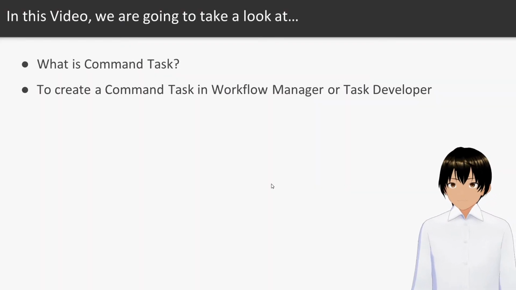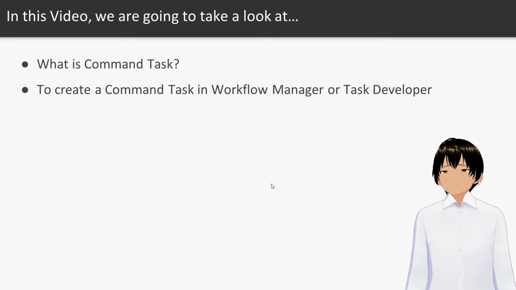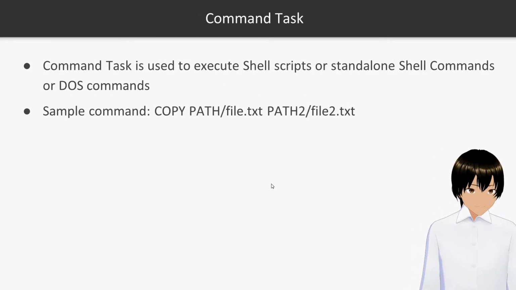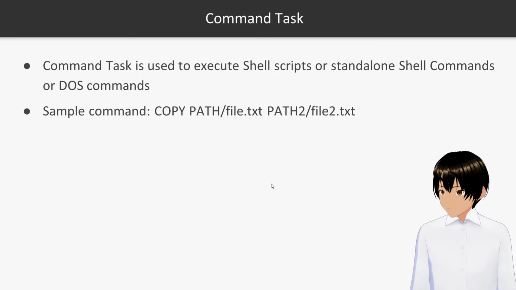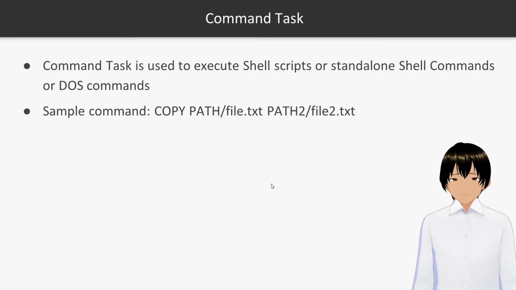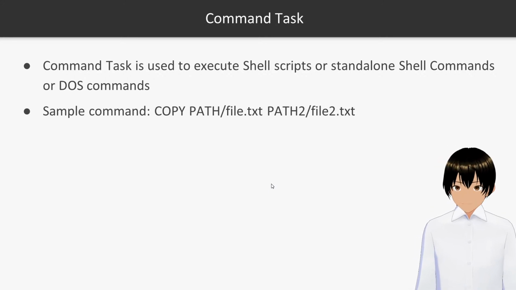In this video we'll learn what a command task is. Then we'll create a command task in Workflow Manager or Task Developer. Command task is used to execute shell scripts or standalone shell commands or DOS commands. You can define one or more commands or scripts in a command task. If you define multiple commands or scripts in the same command task, the task executes the commands in sequence. You can define Unix Perl commands for Unix servers or DOS commands for Windows servers. If your Informatica server is installed on Unix operating system, you'll be able to execute Unix commands. If Informatica server is installed on Windows, then you can use DOS commands.